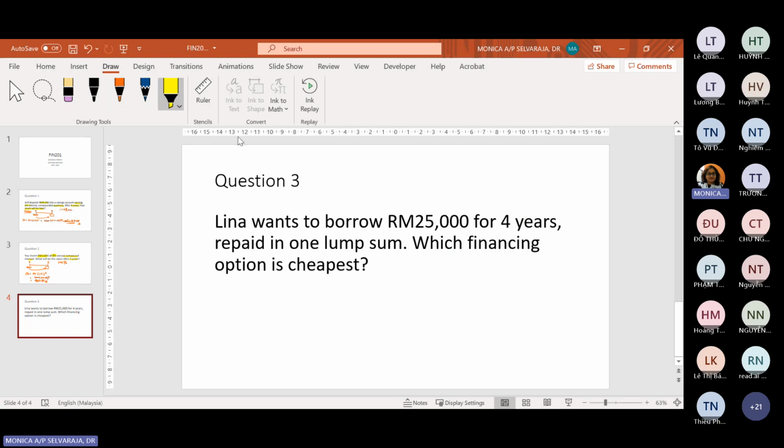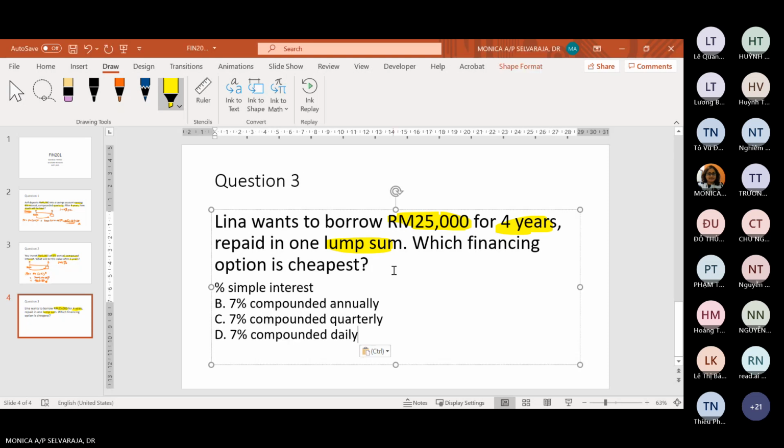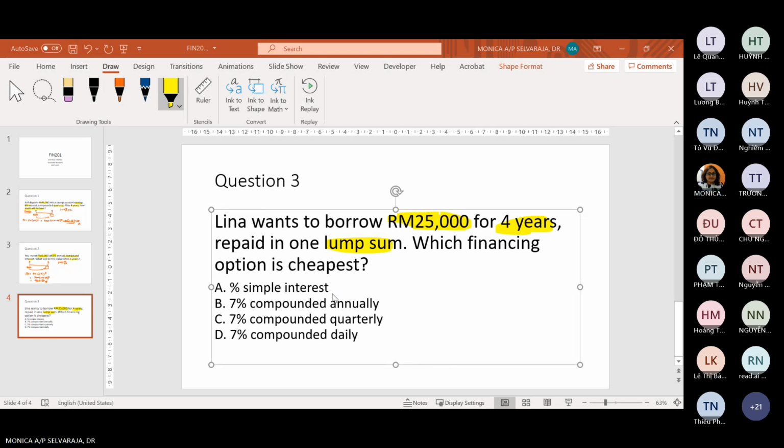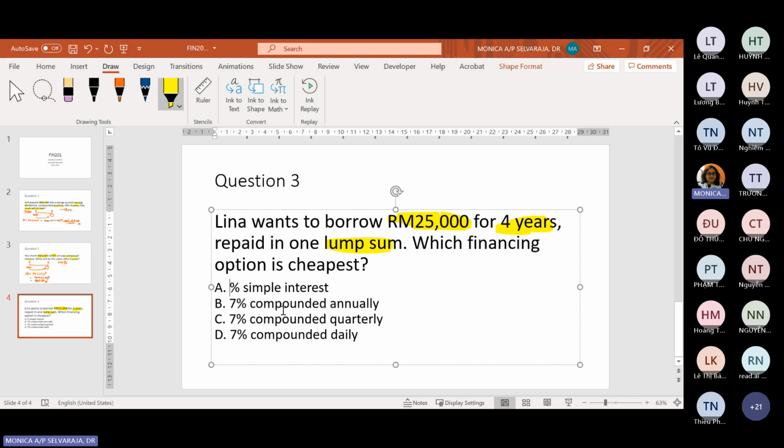Okay, question number 3. Lina borrowed 25,000 for 4 years, repaid in one lump sum. Which financing option is cheaper? Okay. There's something wrong with the question. Okay, so we have 4. Okay, so which financing option is cheaper?